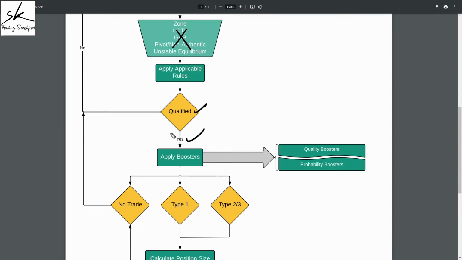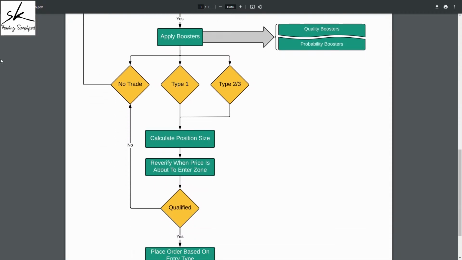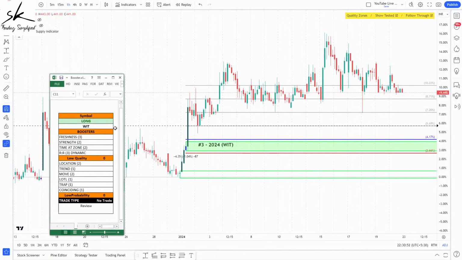So after looking into this, the next step will be we'll have to apply the boosters now to understand its quality and the probability factor. So let's bring up the booster sheet and let's start applying the boosters to this one. The first one is freshness. The zone is definitely fresh. You can see after leaving the zone, price has never been back to the zone, gets a score of 3. Strength, we have an explosive move, which is a score of 2. Time at the zone, we only have 1 candle, gets a score of 2 again.